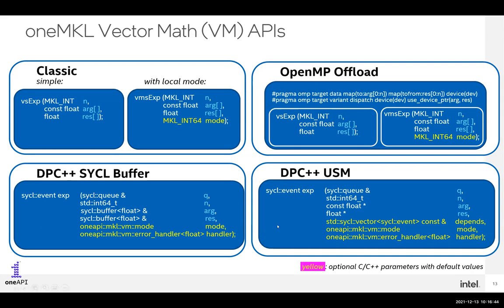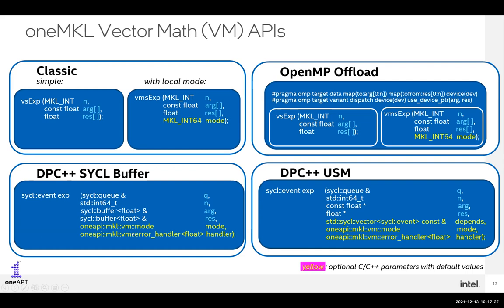In both cases, buffer or USM, the SYCL queue is an additional argument which specifies the queue where the routine should be executed. So it's the first argument in both cases. In the buffer case, dependencies and other events are tracked implicitly, but in the USM case, you have a number of optional parameters and depends is one of them. The depends argument is a vector of dependent events to wait upon in order for the input data to be ready, for example. And finally, both forms take an error handler as a last argument, which we didn't see on the classic or OpenMP APIs.